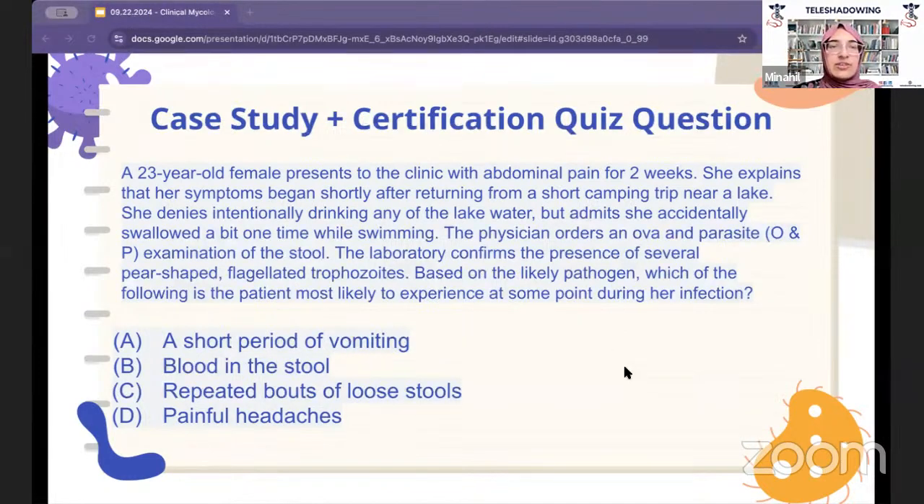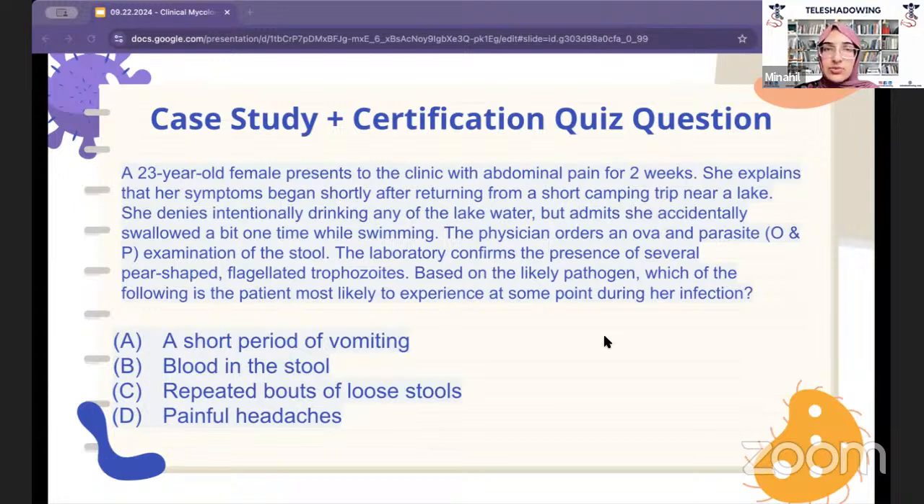So a 23-year-old female presents to the clinic with abdominal pain for 2 weeks. She explains that her symptoms began shortly after returning from a short camping trip near a lake. She denies intentionally drinking any of the lake water, but admits she accidentally swallowed a bit one time while swimming. The physician orders an ova and parasite, or O&P, examination of the stool.